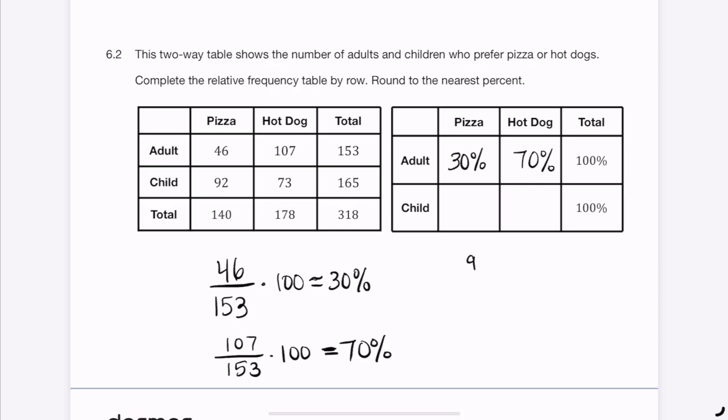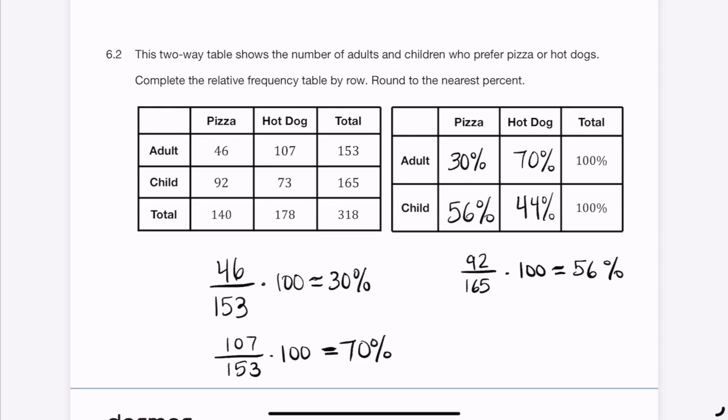Okay, and then we do the same thing for the children. 92 children out of 165 children said they prefer pizza. So we can do that part divided by the whole times 100 to get about 56% of children said they prefer pizza. And thus the remaining 44% of children said they prefer hot dogs, which we could also calculate by doing 73 divided by 165 times 100.